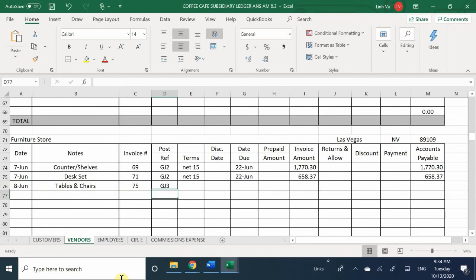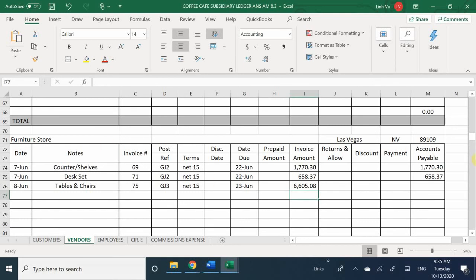General journal number 3. Terms they gave us was net 15. So therefore, we don't get a discount date, because they didn't give us any discount. However, when is it going to be due? It's going to be due on the 23rd of June. Okay? And then lastly, we didn't make any prepaid accounts to it. However, what was our invoice amount? 660508. And we didn't make any payment to it yet.